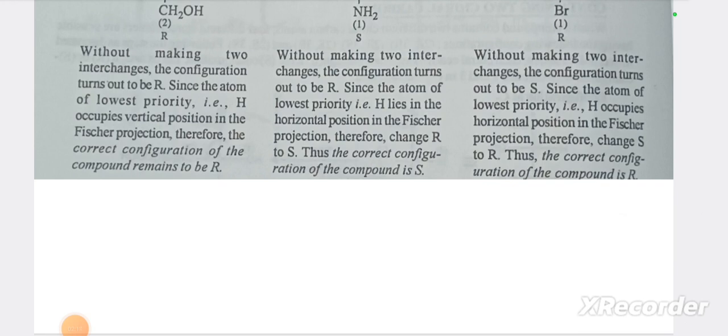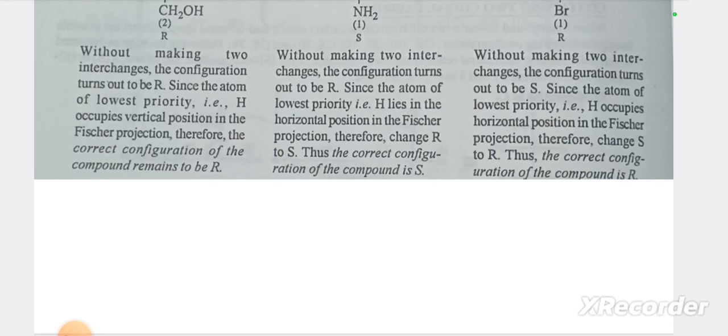Without making any interchange, the configuration turns out to be R, since the atom of lowest priority, that is H, lies in the horizontal position in the Fischer projection. Therefore, change R to S. Thus, the configuration of the compound is S.